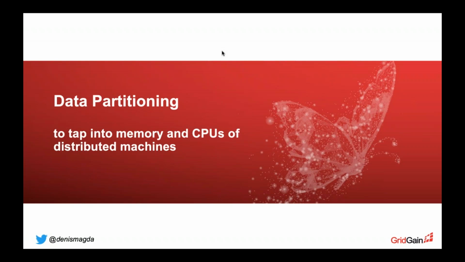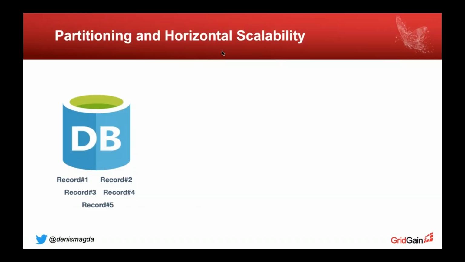And why do we need partitioning? Partitioning or sharding algorithms help us to take and use all the memory resources and CPU cores of our distributed cluster. And the cluster is a collection of interconnected nodes, or virtual machines, or physical machines. Before we start, let's recall how relational databases operate. Usually, relational databases keep all the records on a single machine.